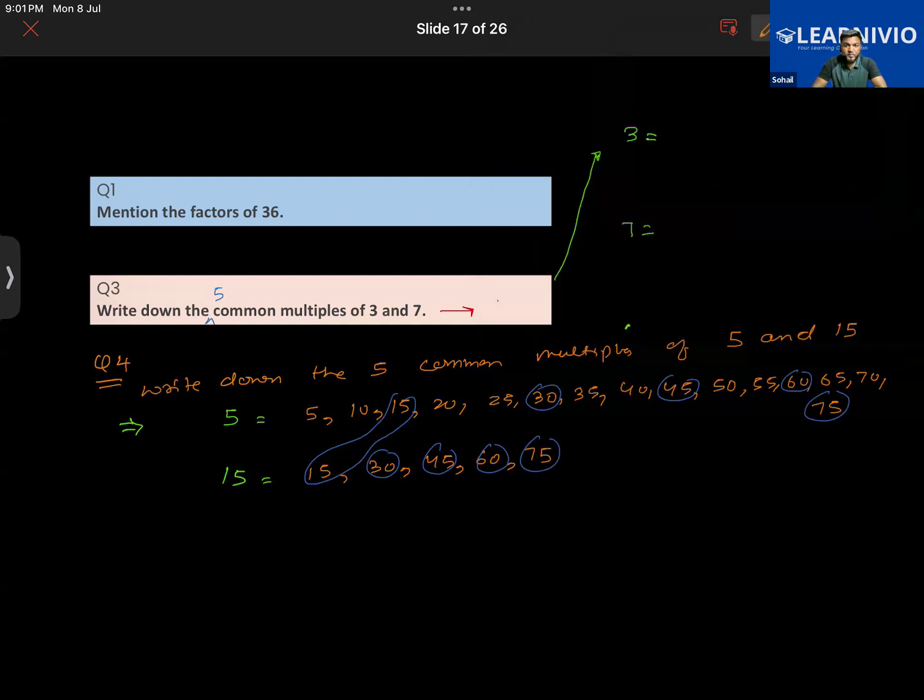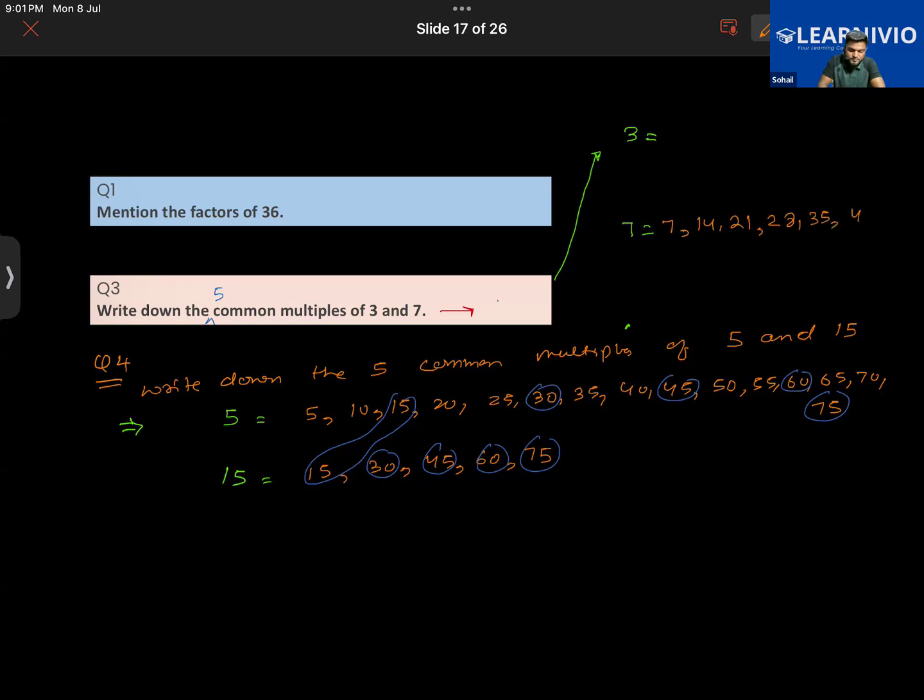Okay, Sumaya. For me, it's showing only two common multiples. Okay, no worries. Whenever you have a case like this, first of all, write down the multiples of the bigger number. So 7 ones are 7, 7 twos are 14, 7 threes are 21. Read the table of 7.